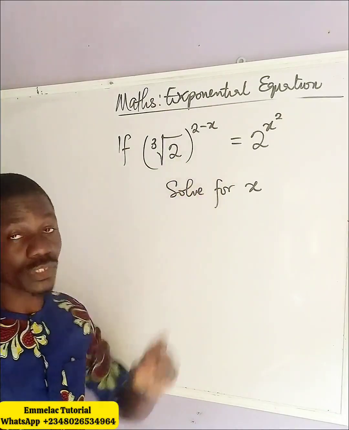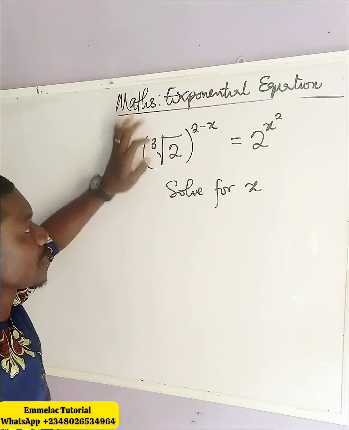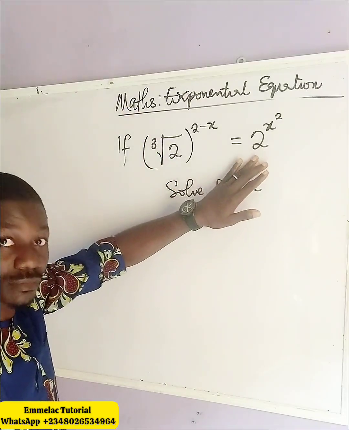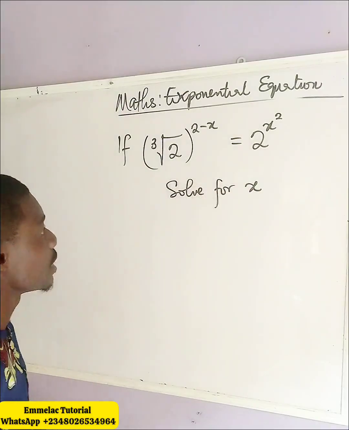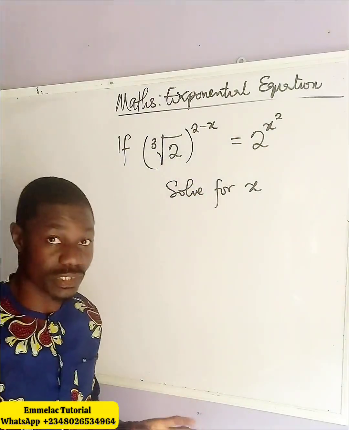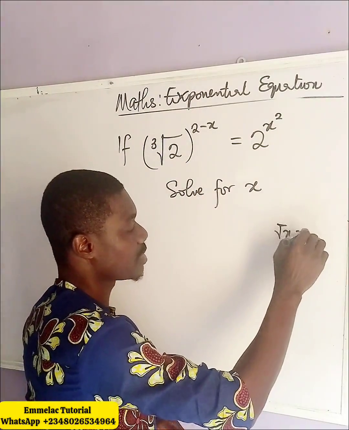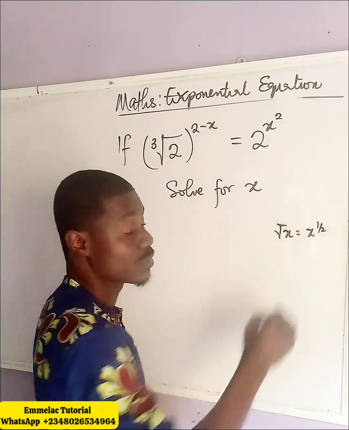Now considering the two sides of the equation, here we have a base that is a radical, and here we just have a normal number. So let's make both sides have the same base. Let's take note that the square root of x is the same as x raised to the power 1 over 2.